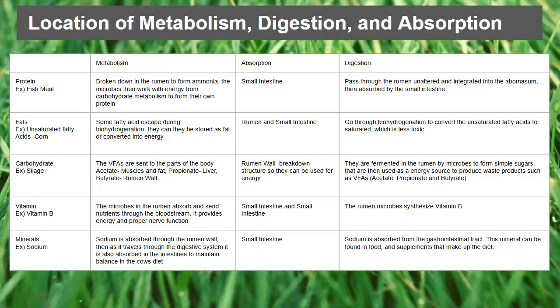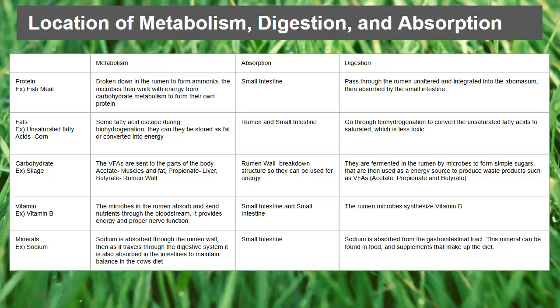Next, we have fats, example being unsaturated fatty acids, such as corn. So some fatty acids escape during biohydrogenation. They can then be stored as fat or converted into energy. The absorption occurs in the rumen and small intestine, and the fats go through biohydrogenation to convert the unsaturated fatty acids to saturated, which would be less toxic to the animal.